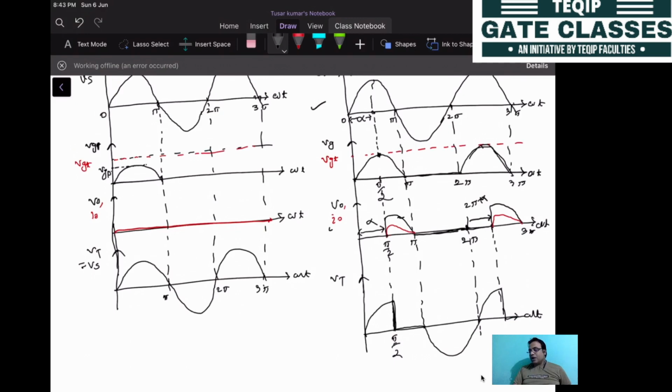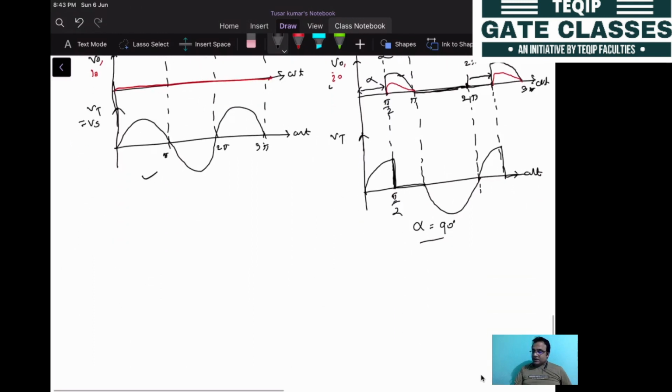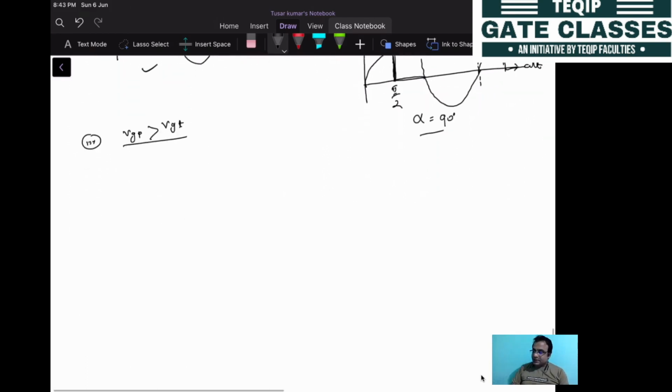So this is the voltage across the thyristor whenever you are switching on. So you have switched on at pi by 2. So alpha, in this case, the firing angle will be equal to 90 degree. Okay, but here the device was not switched on. Okay, this is the second case. Then the last case that we will be seeing here, third case, where VGP, that is the pulse voltage, is greater than VGT. If this is the case, then what will happen?